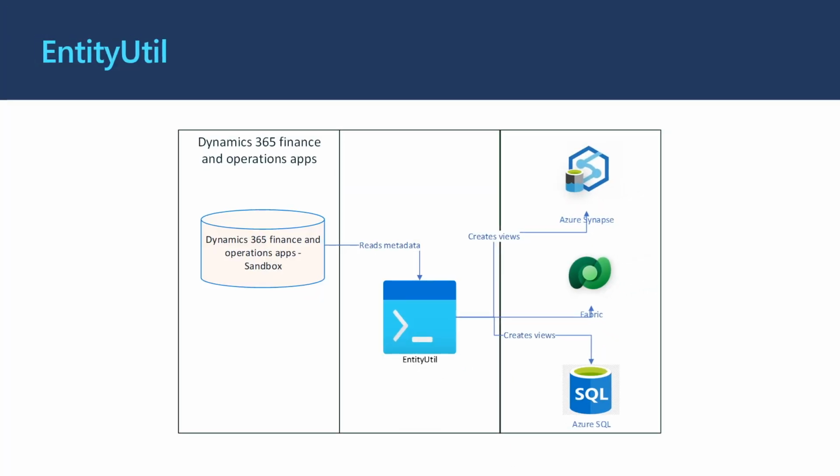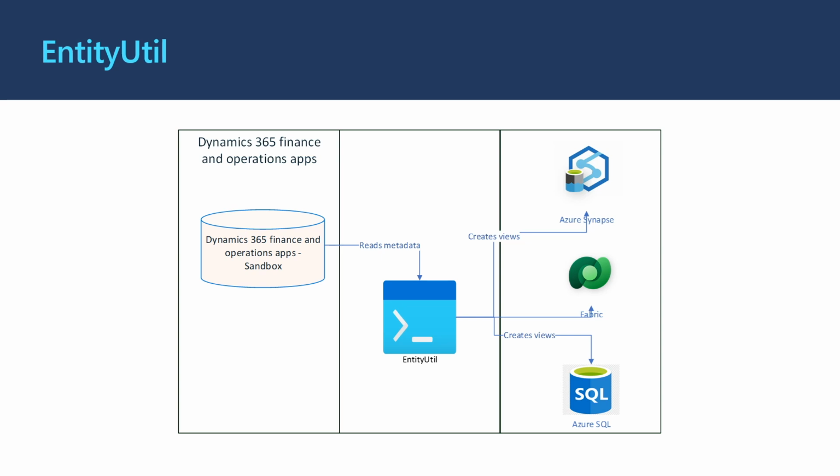So first, Dynamics 365 Finance and Operations uses entities for many data-related tasks. These entities can become complex, with many joins and embedded views. Thus, they are not supported by Synapse Link. However, our customers would like to leverage these entities in their data warehouses. To help enable this, the Fast Track team has created an open source PowerShell script that we call EntityUtil.